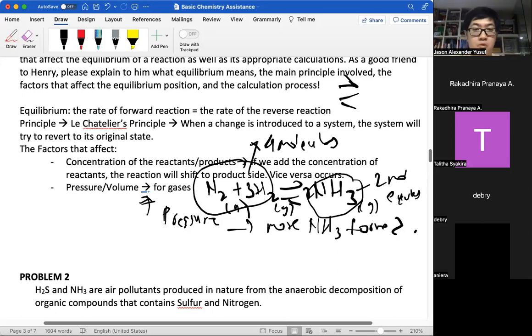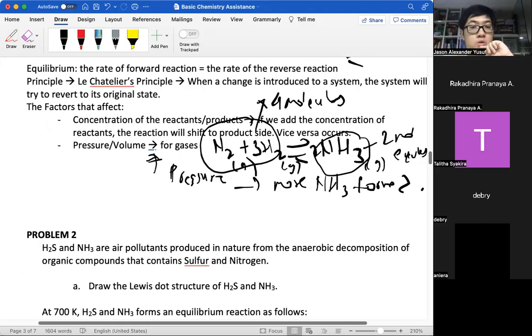And for volume, we know that pressure is inversely proportional to volume. So if we decrease the volume, the same thing will happen as when we increase the pressure.